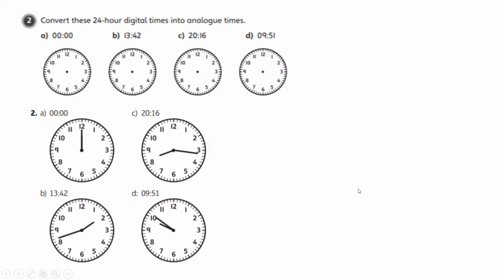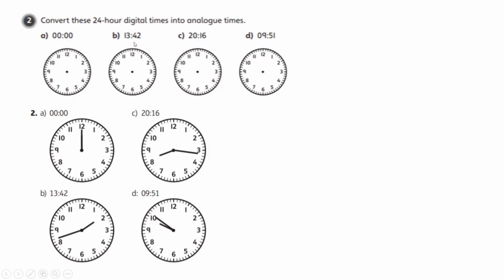Right, now we're moving on to question 2. This is slightly different. We're converting from 24-hour digital time to analog time. So 00:00 is midnight, so the minute and the hour hand are both pointing towards the 12. Right, let's look at B. 13:42. That's in the afternoon, so PM, but you don't show that on an analog clock.